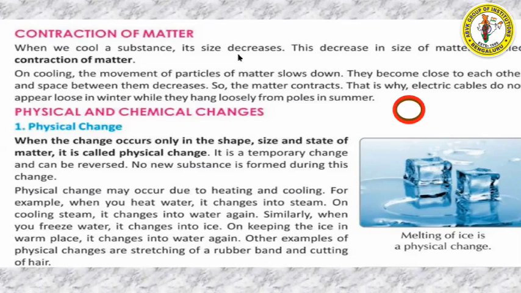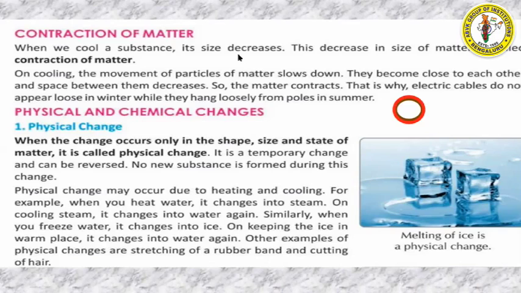A physical change may occur due to heating or cooling. For example, when you heat water, it changes into steam. On cooling steam, it changes into water again. Similarly, when you freeze water, it changes into ice. On keeping the ice in a warm place, it changes into water again. Other examples of physical change are stretching of a rubber band and cutting of hair.